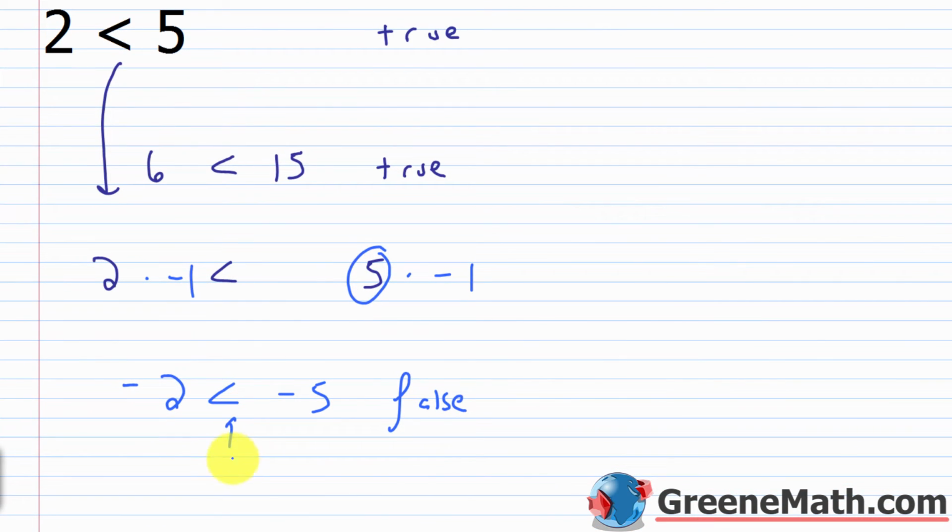So for this, we need to flip it. So if I change the direction of the inequality, meaning I go from a less than to a greater than, this becomes true. Okay, this now becomes true. -2 is greater than, or is a larger value than, -5.